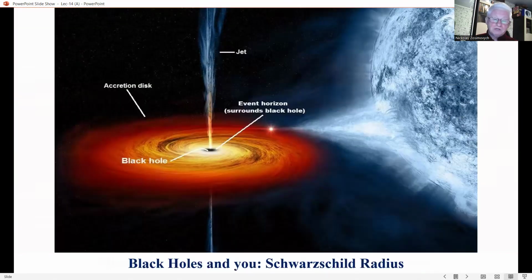The outer boundary of a black hole is the event horizon. No event inside is detected. The radius of the event horizon is the Schwarzschild radius, amounting to only a few kilometers for a black hole of stellar mass.